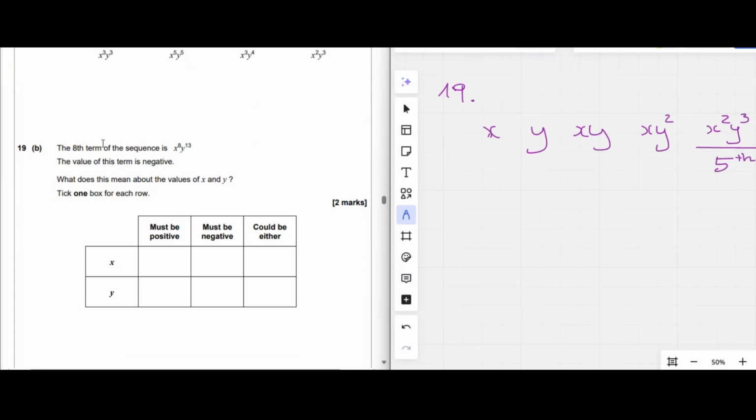The eighth term of the sequence is x to the power 8, y to the power 13. The value of this term is negative. What does it mean about the values of x and y? Tick one box for each row.